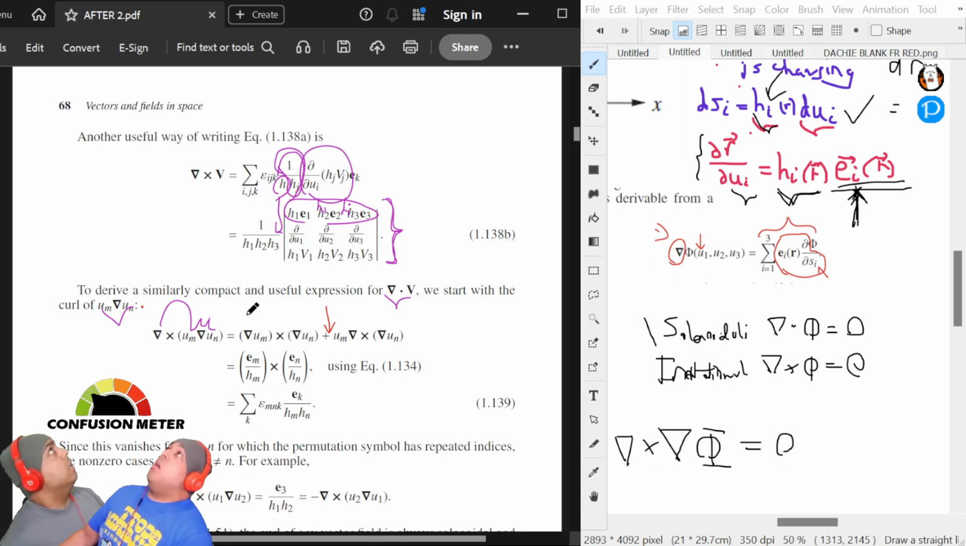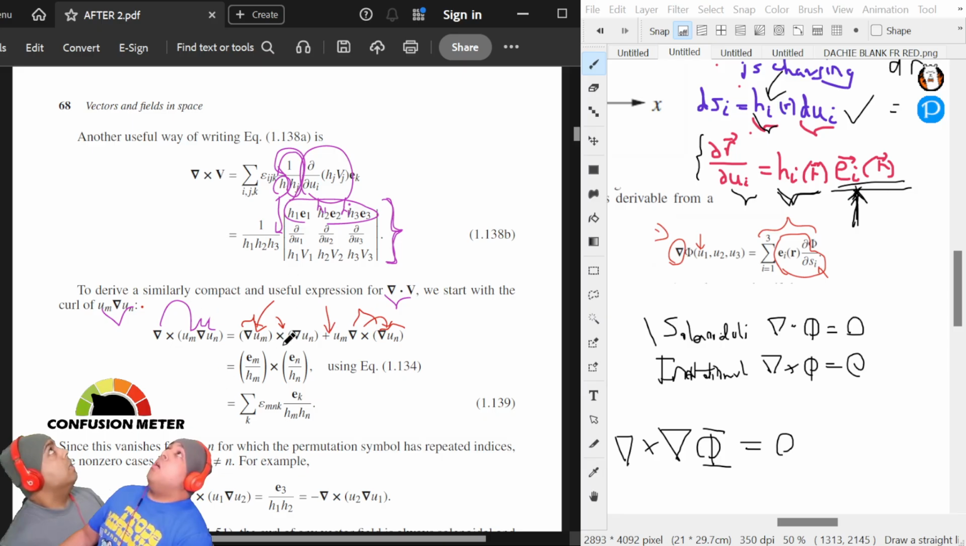I guess the idea is over here, the gradient has already been used up, but now it's not used up yet. It's still going to be used on this one. So I guess that's how you can think about it. Even though you still see a gradient here, it's already used up before it's being curled. That's how I'm going to think about it.